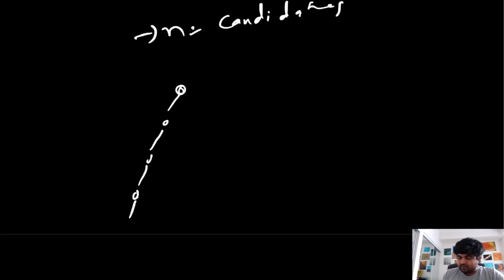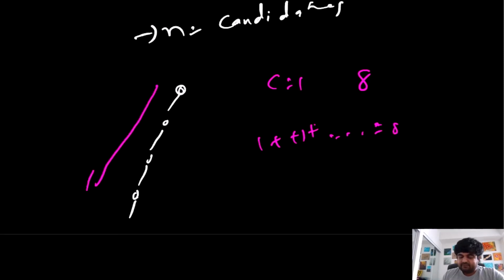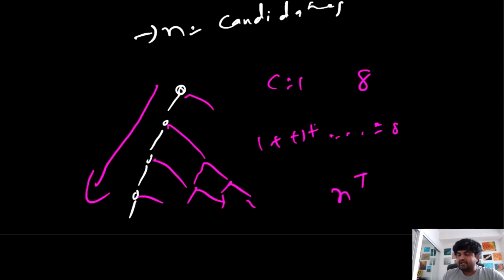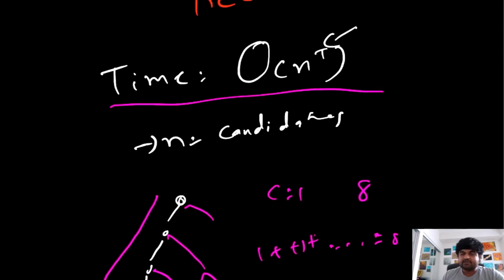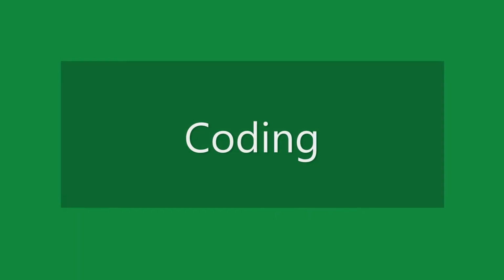Well, suppose our target value is 8 and our candidate is 1, which means that we would do 1 plus 1 plus 1 up until 8 times till we get the value 8, which means that we need to go in one direction 8 times, and at any position we can have multiple options or we can make multiple decisions, and from further down we can go ahead, which means that we need to do this work n to the power t times until we find the solution. So that's why this is the time complexity.